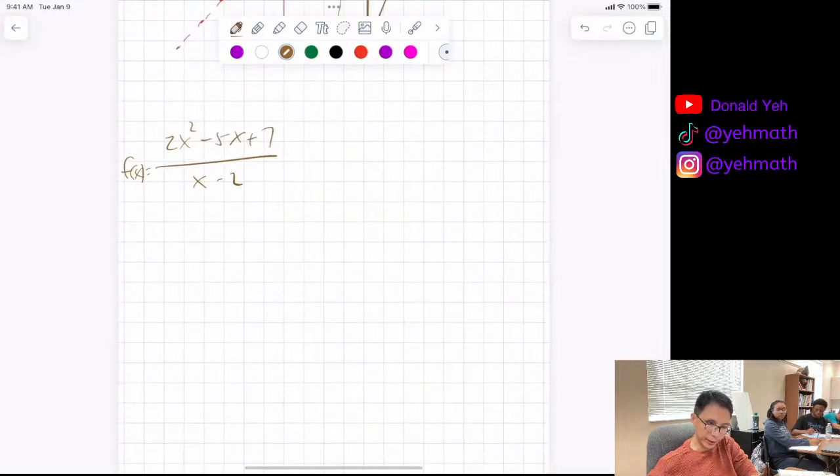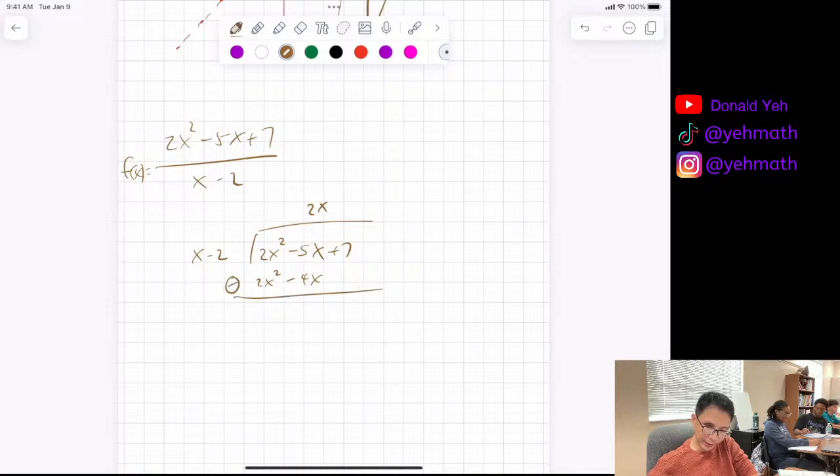Okay, let's find some information. 2x squared minus 5x plus 7. Since the numerator is greater than the denominator, we do long division. x minus 2. 2x times x minus 2 gives 2x squared minus 4x. Minus, this is 0. This is a negative x plus 7. Negative 1, right? Am I doing okay? Are you guys doing okay?